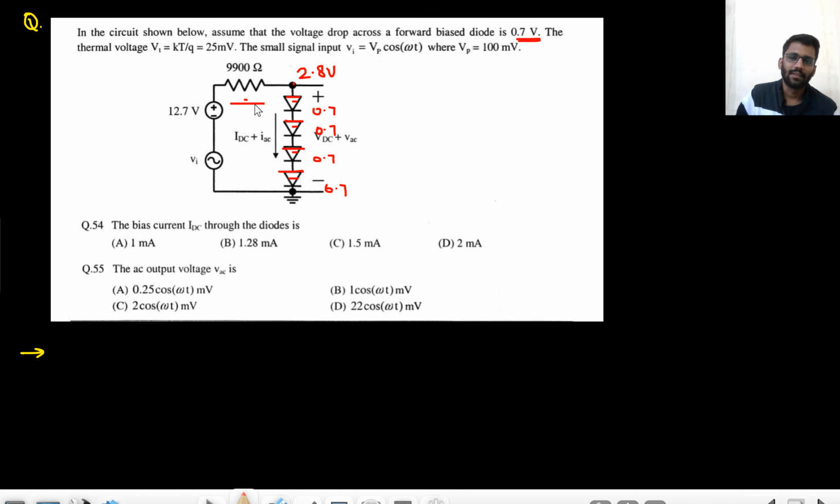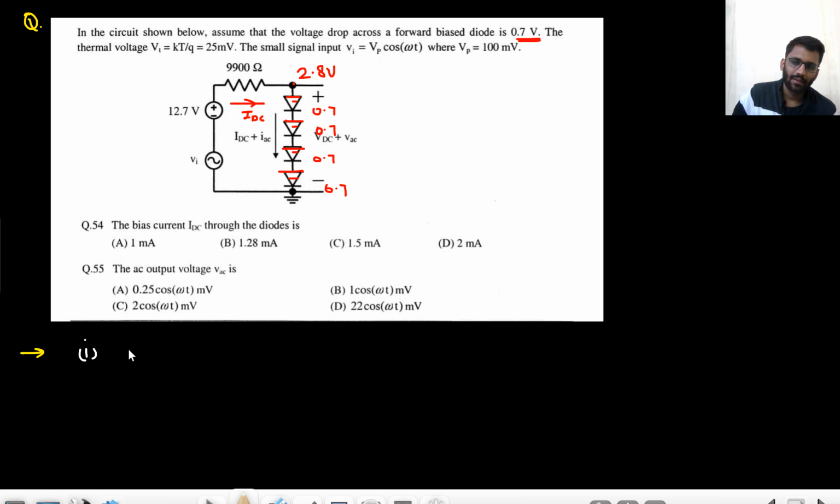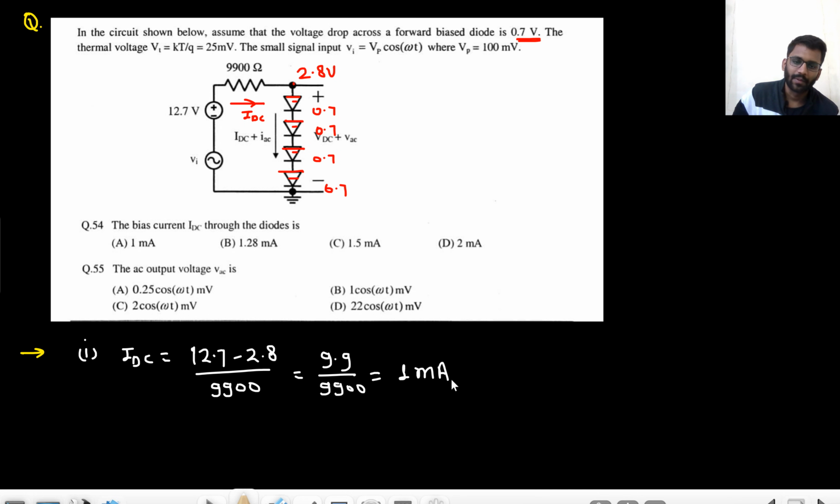So what will be your IDC? This will be your IDC. So simply, what will be the answer of the first one? IDC would be 12.7 minus 2.8, divided by 9900. That is 9.9 by 9900, which means 1 milliampere. Now tell me what will be your RD?